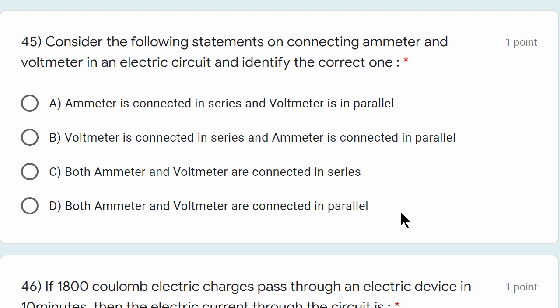Consider the following statements on connecting ammeter and voltmeter in an electric circuit and identify the correct one. So 4 statements are given, and they ask which statement is correct. The first statement says ammeter is connected in series, voltmeter is connected in parallel. That is correct. Ammeter is indeed connected in series and voltmeter is connected in parallel. Voltmeter is connected in series, wrong. Both are connected in series, also wrong. Both are connected in parallel, also wrong. So ammeter is connected in series is the correct answer.